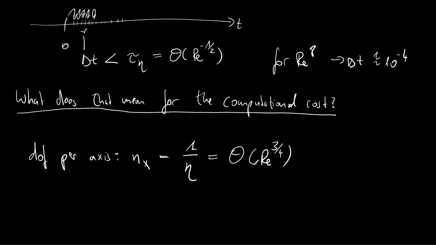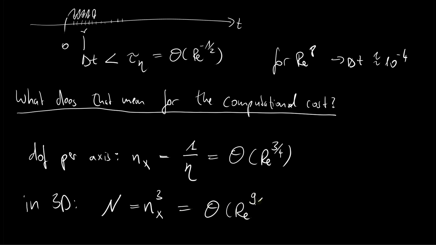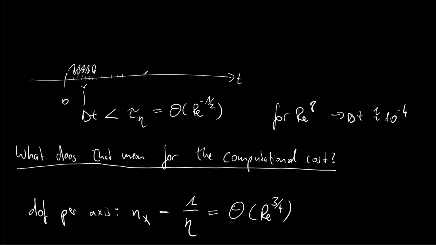And then the important point is we are in 3 dimensions. So in 3D, the total number of discretization points, or the total number of degrees of freedom, let's call this capital N, is going to be nx cubed. And this will therefore be of the order of the Reynolds number to the 9/4. And then, as said, we also do our time steps.